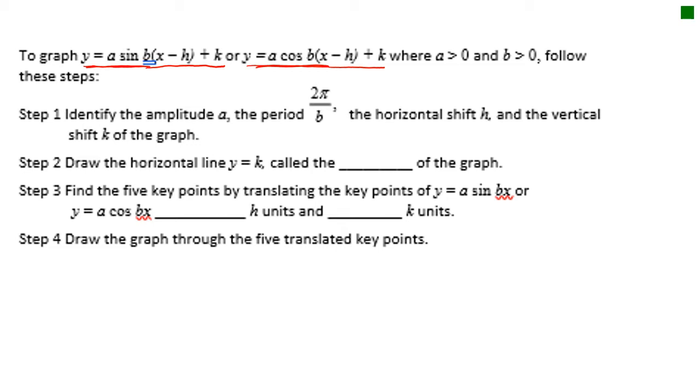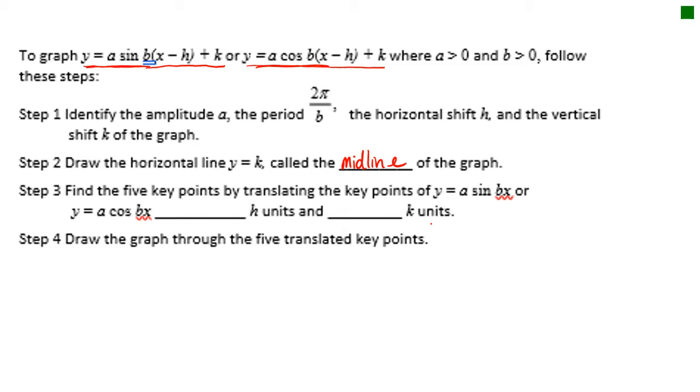Step 2 is we're going to draw a new horizontal line, which is kind of our new midline. With the sine graphs, we used to come from 0, but now we're going to come from a new midline. So we're going to call that the midline.